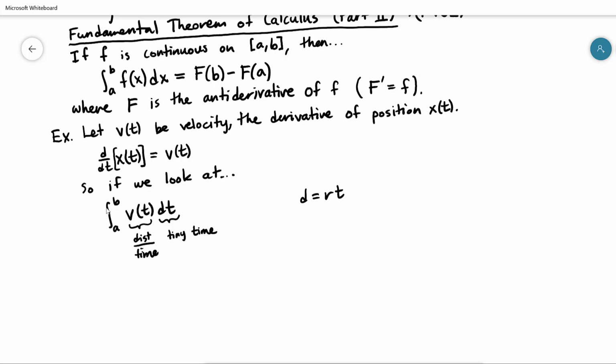What does this piece say I need to do? I need to add up. This is a big sum, basically. Our integral sign stands for an S, stands for a sum. I'm summing up a bunch of these tiny distances to get one big distance.